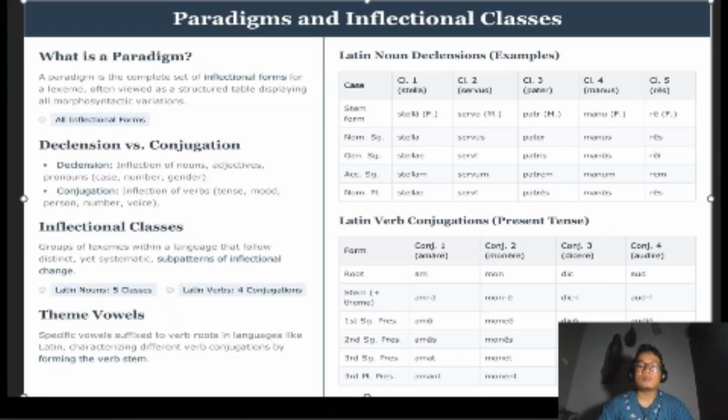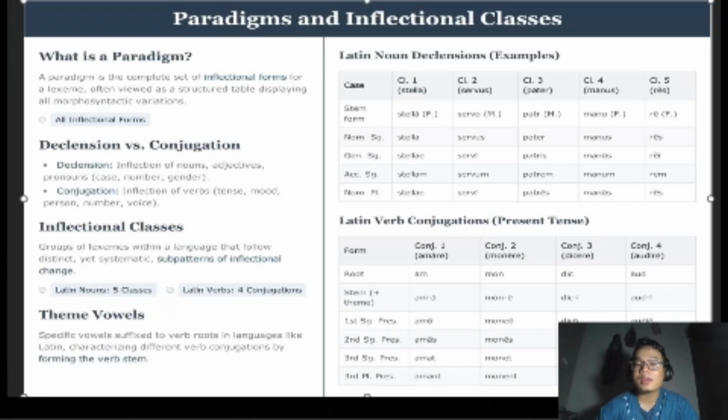Traditionally, noun paradigms are called declensions, and verb paradigms are called conjugations. But the only thing you need to hold on to is this: a paradigm shows every morphological option a word can take.